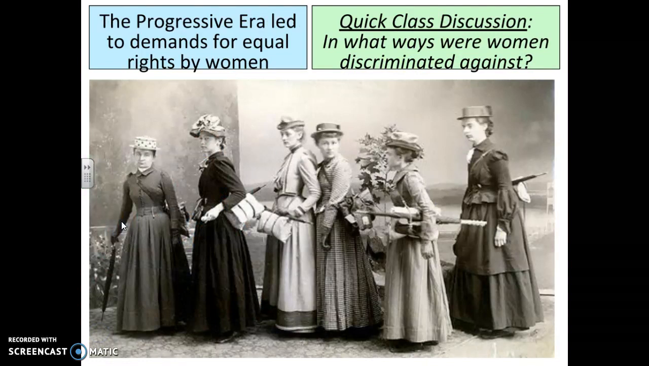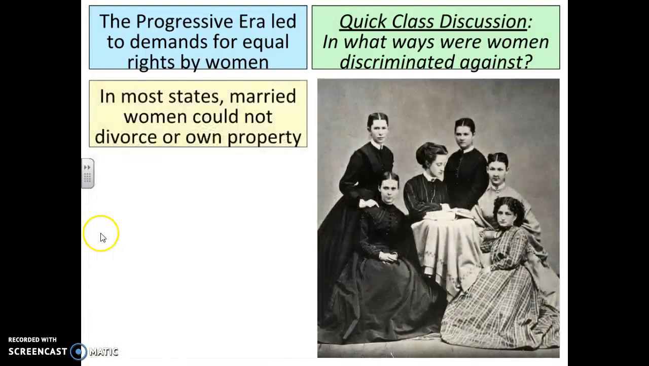There will also be movements for equal women's rights as far as voting, divorce laws in certain states where they could not do so, owning property, owning businesses. We obviously will talk about the 19th Amendment being passed, giving women suffrage. So these are all things that are stemming from the progressive era as well.